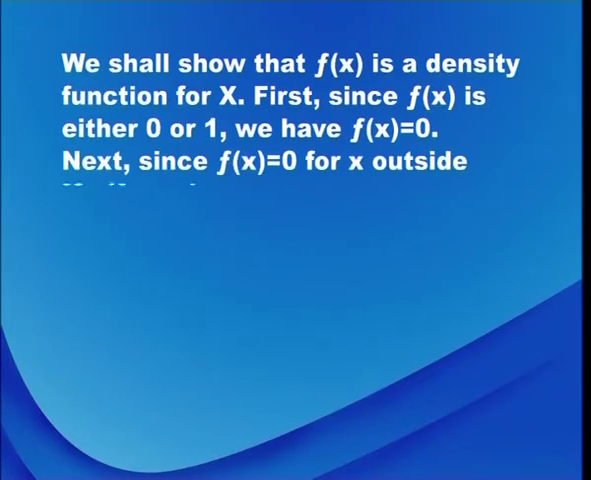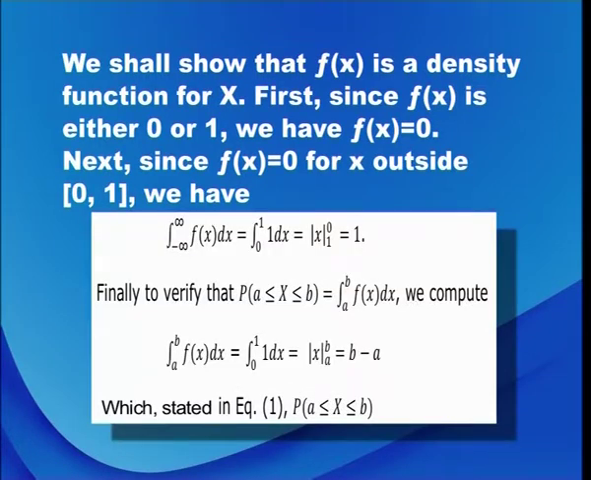First, since f(x) is either 0 or 1, we have f(x) ≥ 0. Next, since f(x) is equal to 0 for x outside the interval 0 to 1, the integral from minus infinity to plus infinity of f(x) dx will be equal to the integral from 0 to 1 of 1 dx, which is equal to x evaluated from 0 to 1, which is equal to 1.